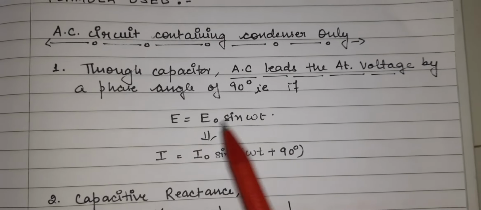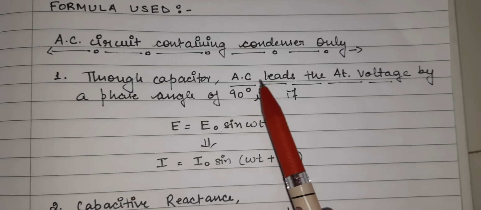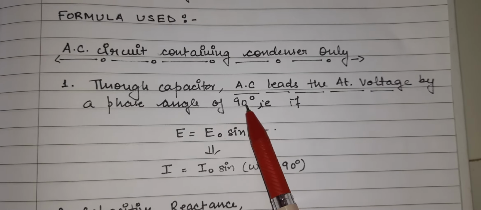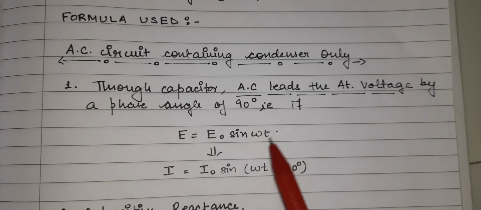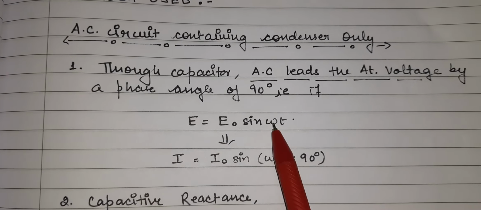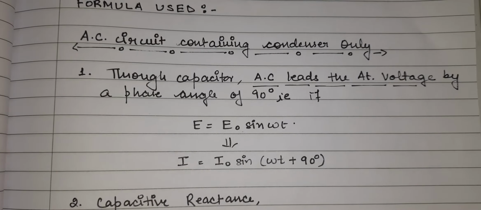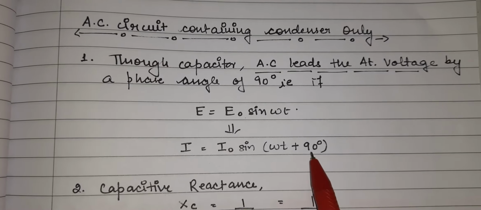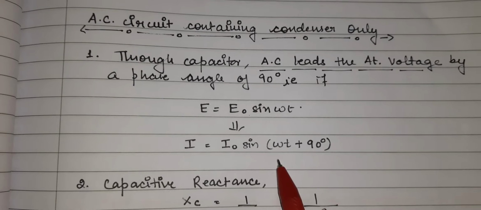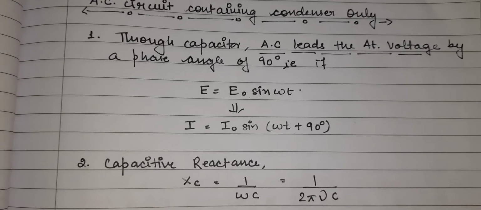The first formula is for the capacitor. If only a capacitor is introduced in the circuit, the alternating current leads the alternating voltage by a phase angle of 90 degrees. Suppose the EMF applied in the circuit is E naught sin omega t. Since the current leads the voltage by 90 degrees, the phase omega t becomes omega t plus 90 degrees, because the current is leading the EMF.